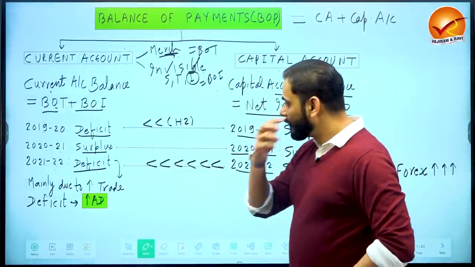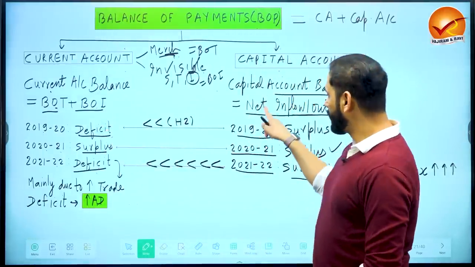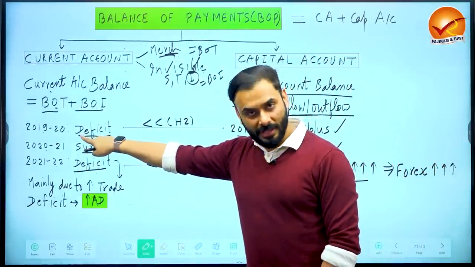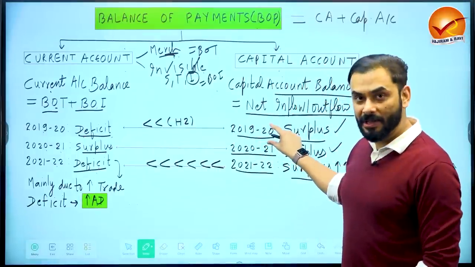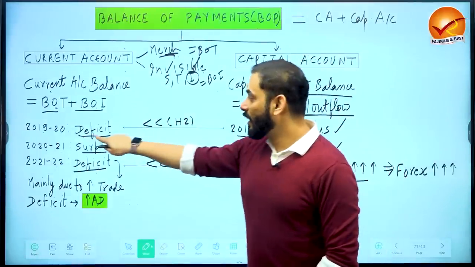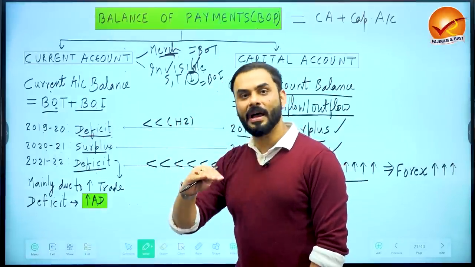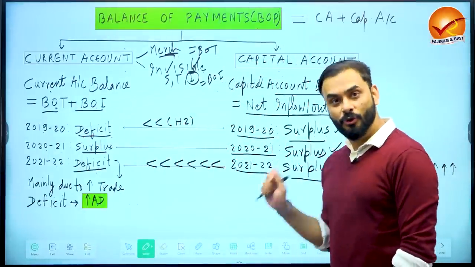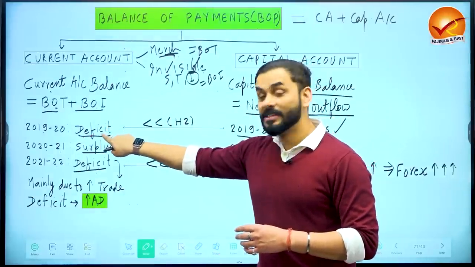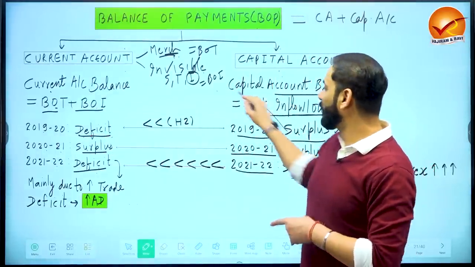So what we saw in India was that in 2019-20, there was deficit and on this side, there was surplus. So in the second half of 2019-20, the surplus on capital account was very, very good, because of which we could actually make up for this negative thing. Our current account deficit was bad, but here the surplus was good in the second half of 2019. So this deficit was actually covered by taking money from here. So we took money from here and we covered it.